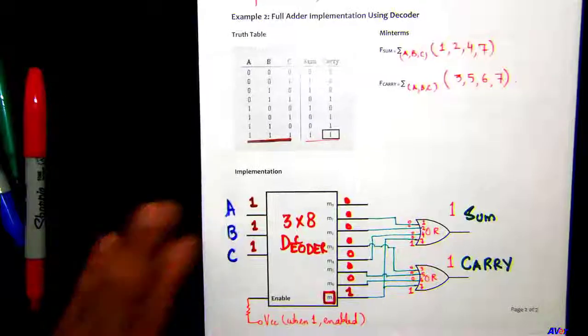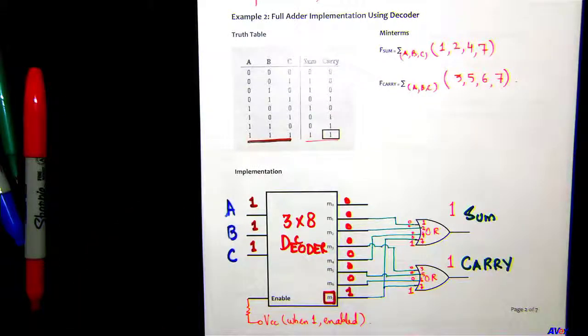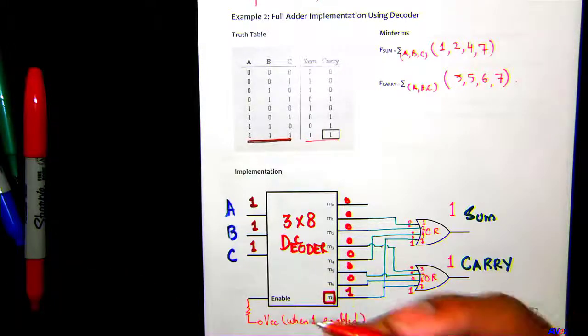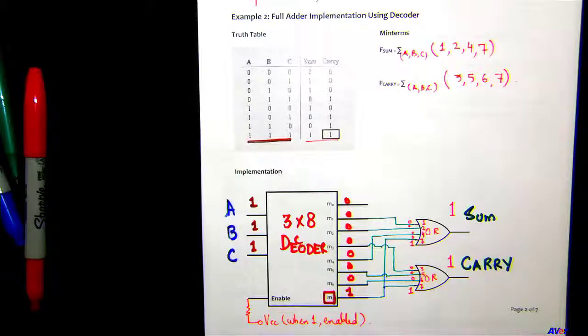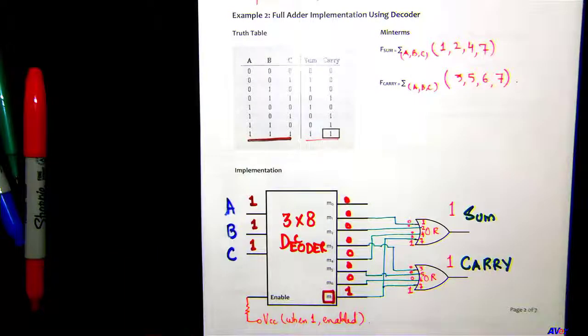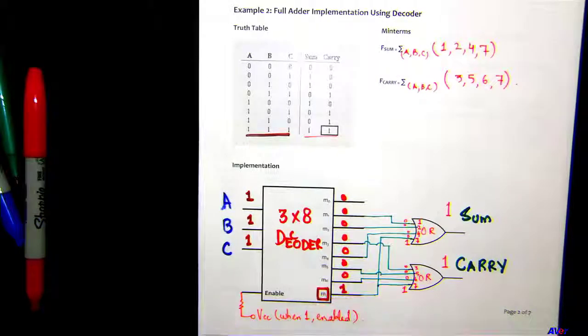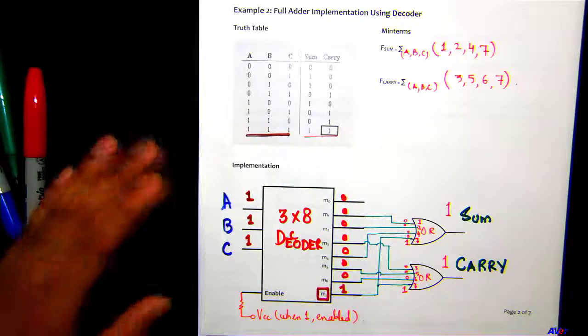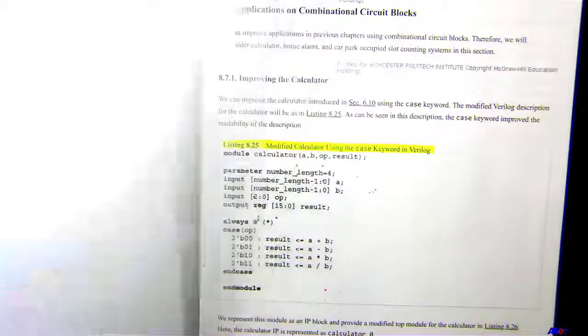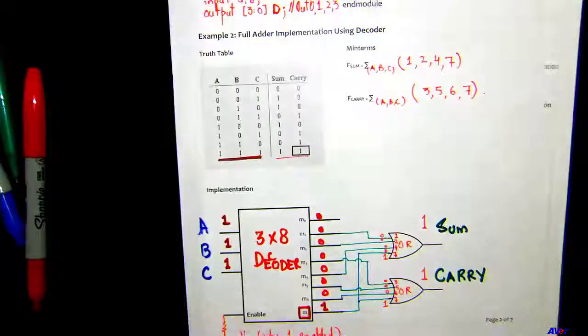So you may get a problem in homework or in an exam, to implement some application or function or truth table using a decoder. This is how you would do it. Basically just choose the configuration of the decoder. In this case we had 3 inputs and 8 outputs, so we went with the 3x8 decoder, and you're just ORing the outputs, the minterms. Any questions, guys? Let's move on to our next example.